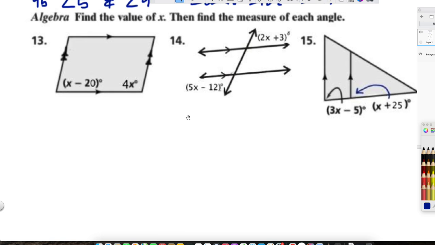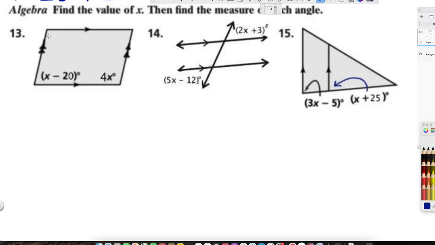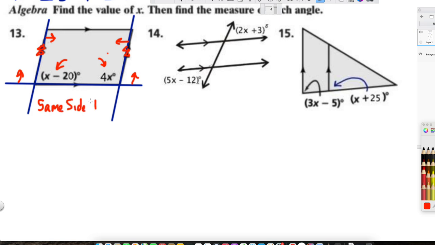Find x, then find the measure of each angle. All right, so first of all, let's identify the angle pair here. We have two parallel lines. If it helps to extend it, do it. So these angles right here are on the same side of the transversal, and they are interior of the parallel lines. So these are supplementary.